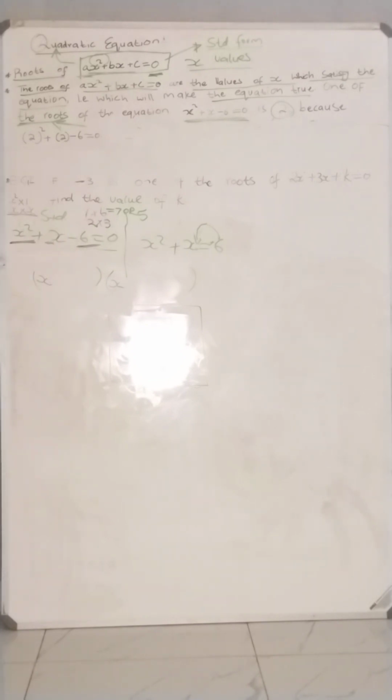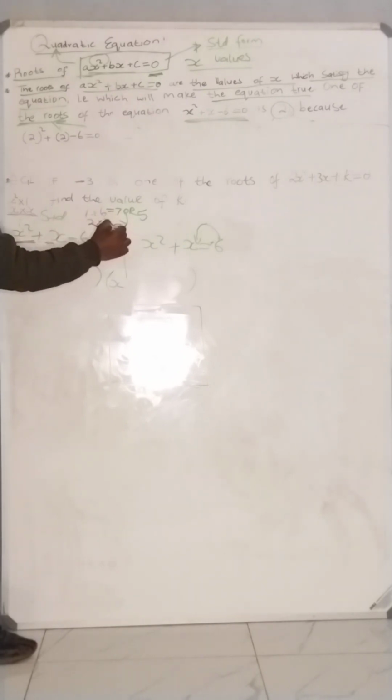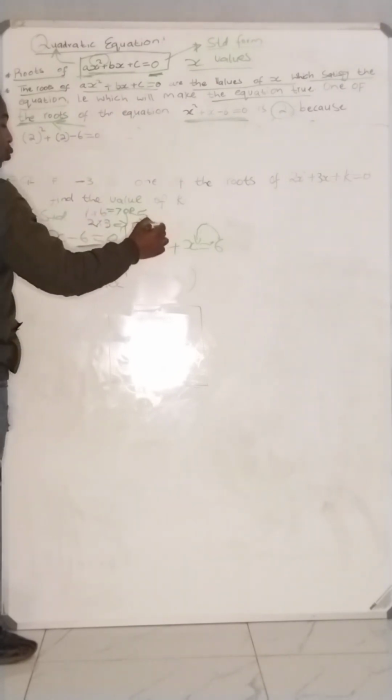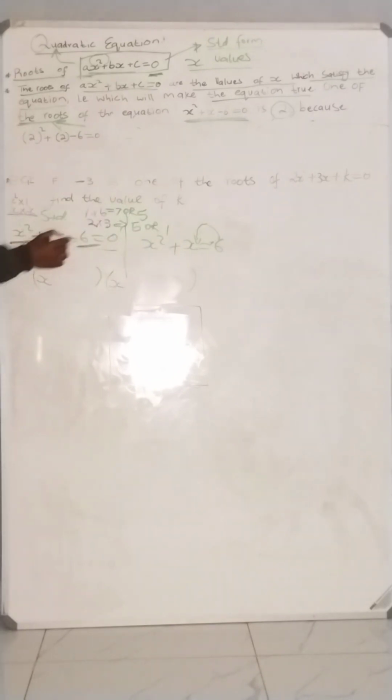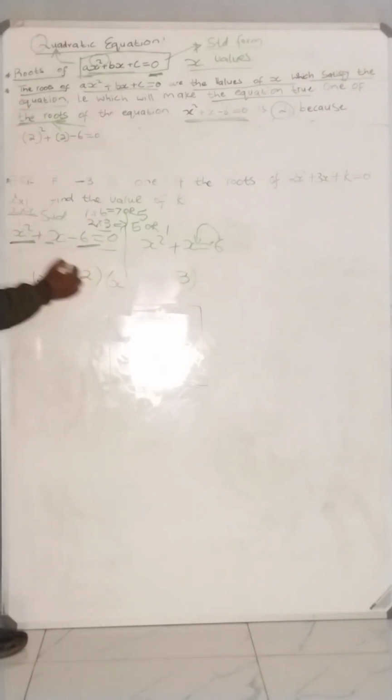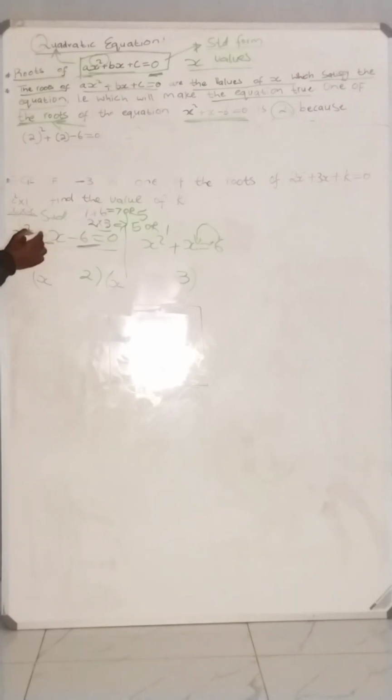So this one doesn't give you 1. So 2 plus 3 will give you 5, or 2 minus 3 will give you 1. So these are the factors that we're gonna go with. So we're gonna put 3 and 2 because they give you 1. Because we have a 1 here, the value of b is 1.